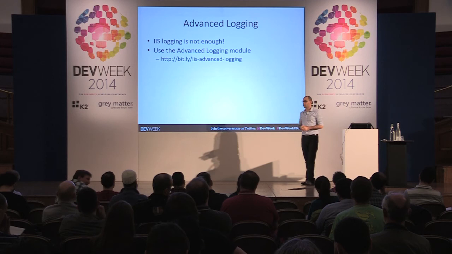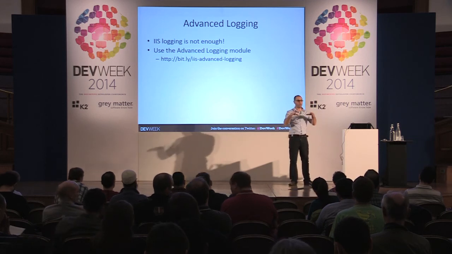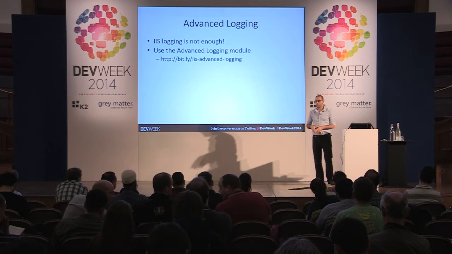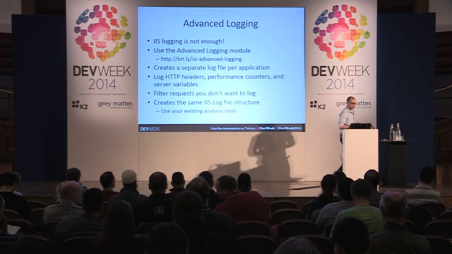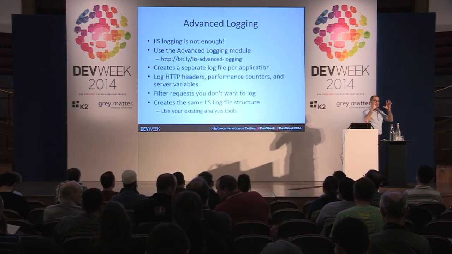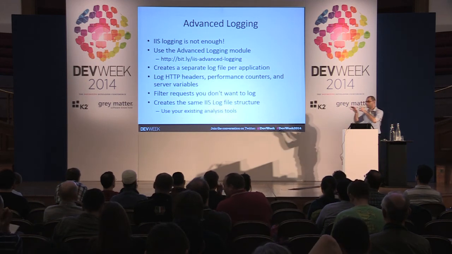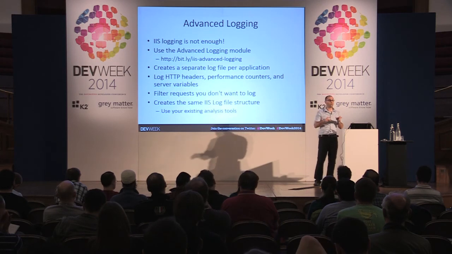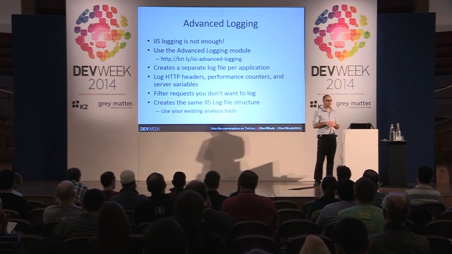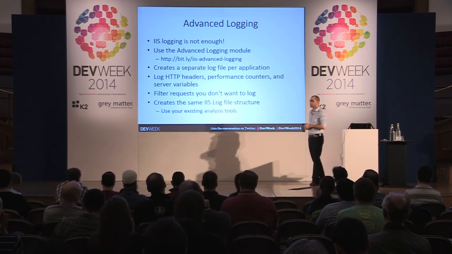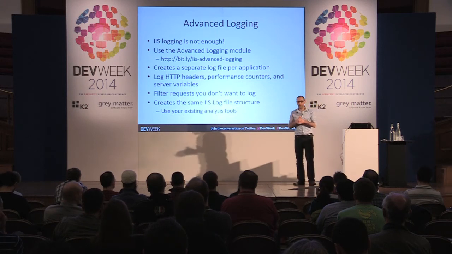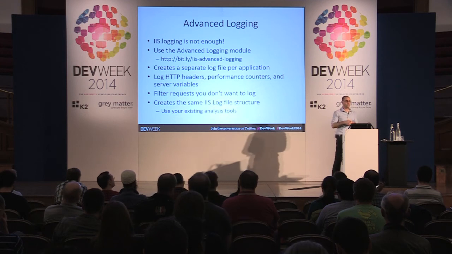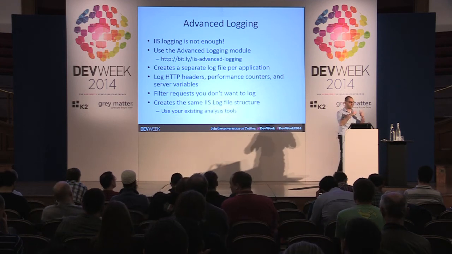Advanced Logging is a module that, on top of the normal IIS logging, actually allows you to log more information. Information, for example, from the HTTP request itself, from the HTTP response. It allows you to log server variables. It even allows you to log performance counters. So if you want to know exactly how much CPU you had available during each and every execution of a request, you can actually log that information inside your log file.